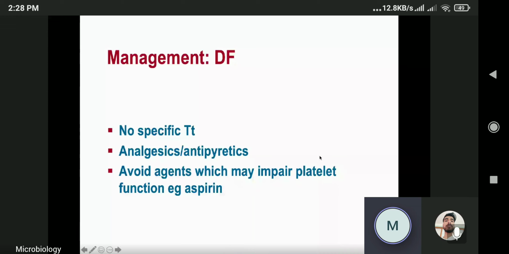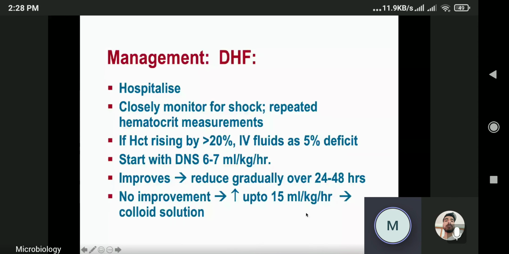If the hematocrit is rising, then you will give IV fluids, so that the hemoconcentration will be diluted and the blood can be circulated, right? This is the management part, and all those things.